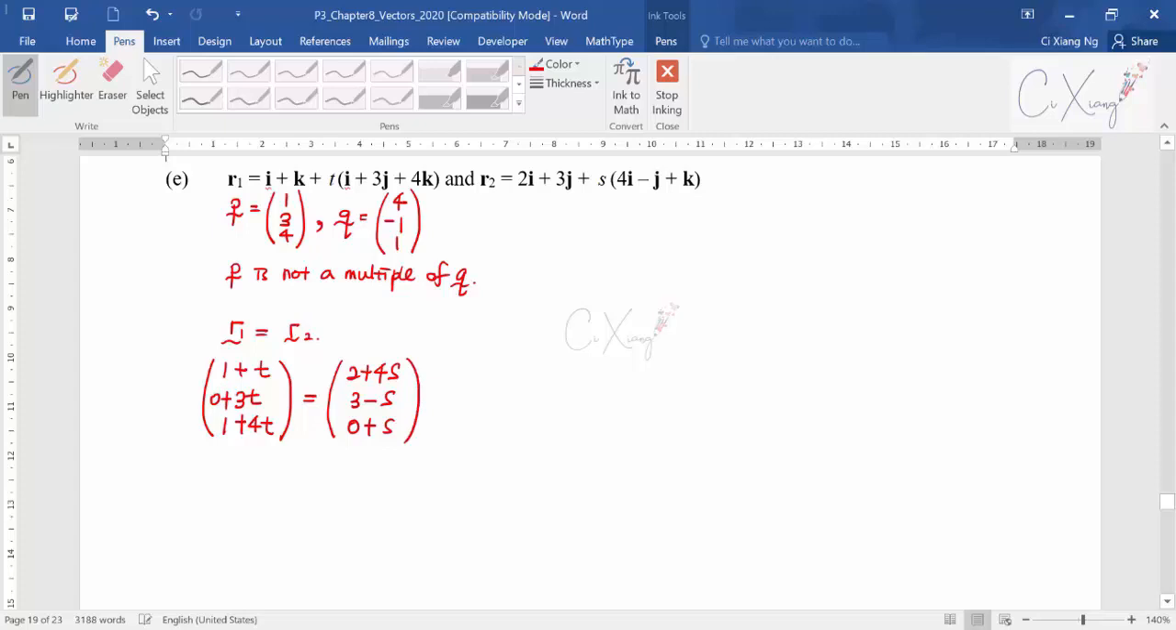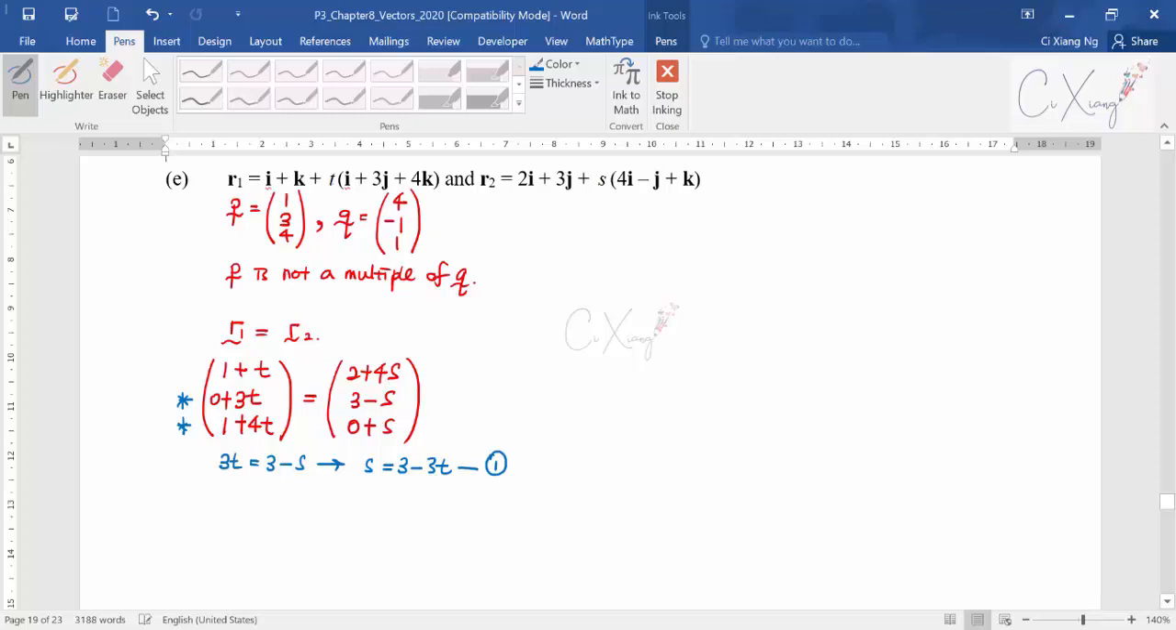Now you let R1 equals to R2, then you need to find out the value for S and also the value of T. In my opinion, if I use the second and the third equation, it will make my steps much easier. So I will write 3T is equals to 3 minus S. Therefore, S is equals to 3 minus 3T. So this is my first equation.